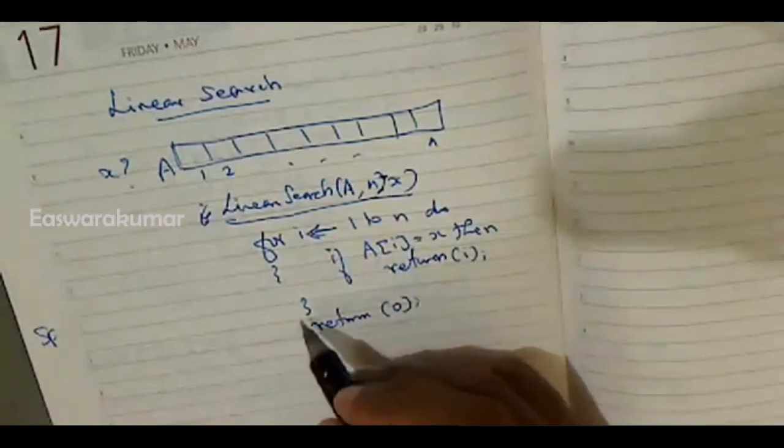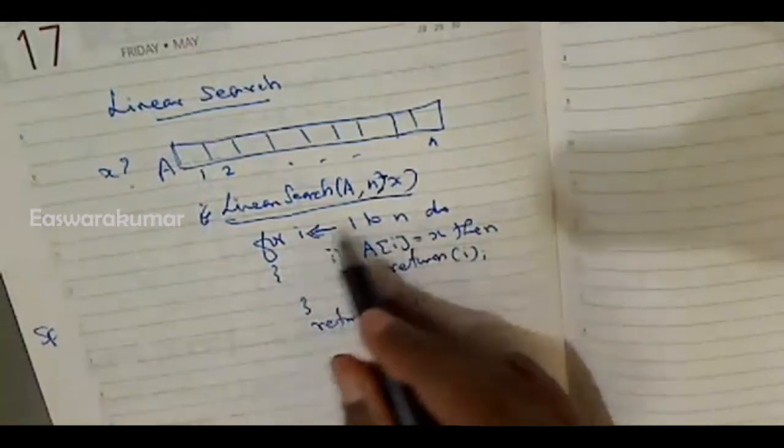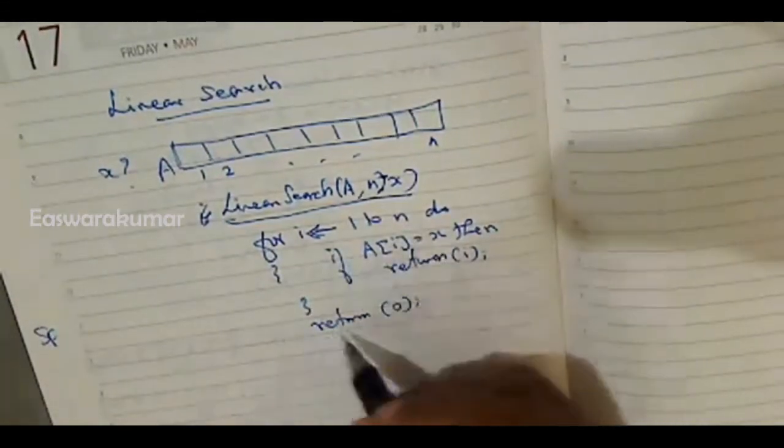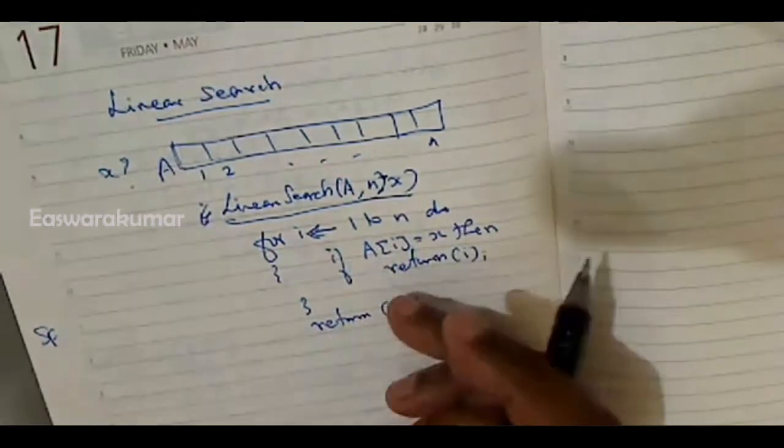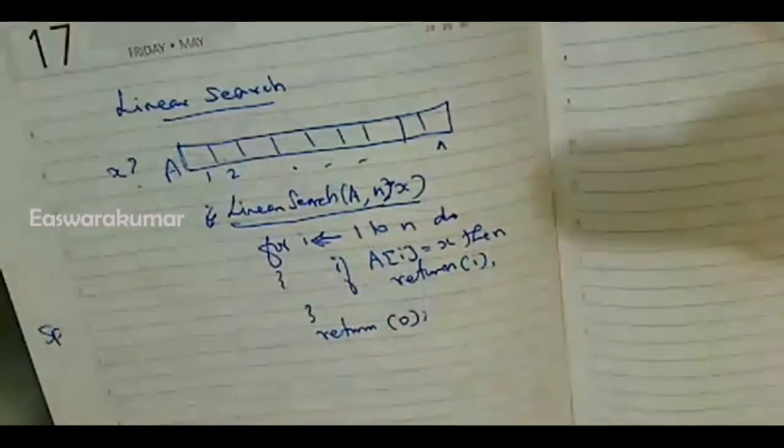This last statement is executed only after going through all the positions of the array: if the element is not found, then the value 0 will be returned. That means the element is not in the array. So this is our algorithm.